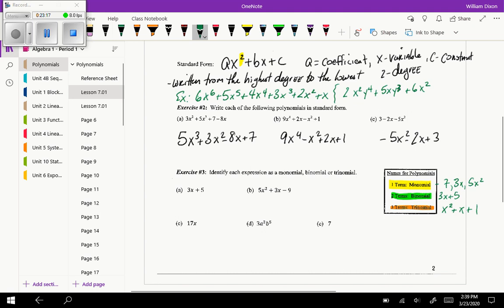Anyway, identify those as binomials, trinomials, or monomials. And pause, and then we'll come back and check. So go ahead. And you're back. All right, so the first one, I have my addition that's separating those 2 terms. So that is going to be a binomial.